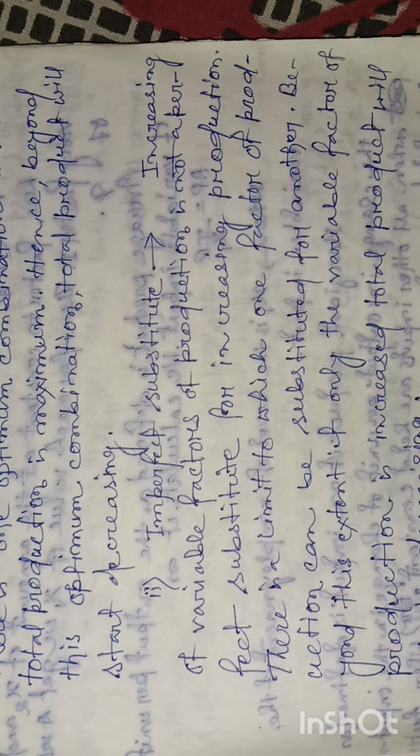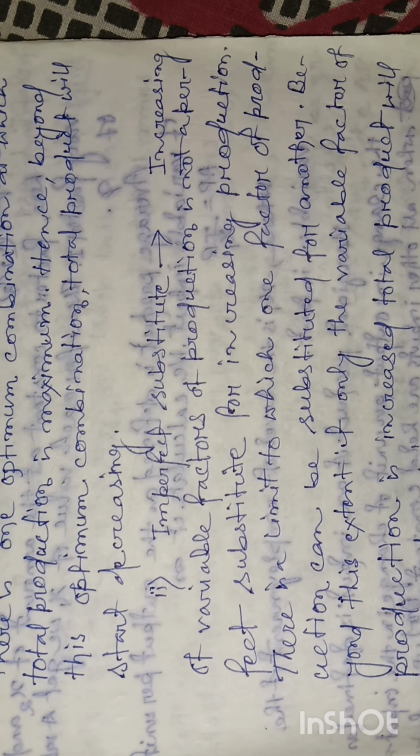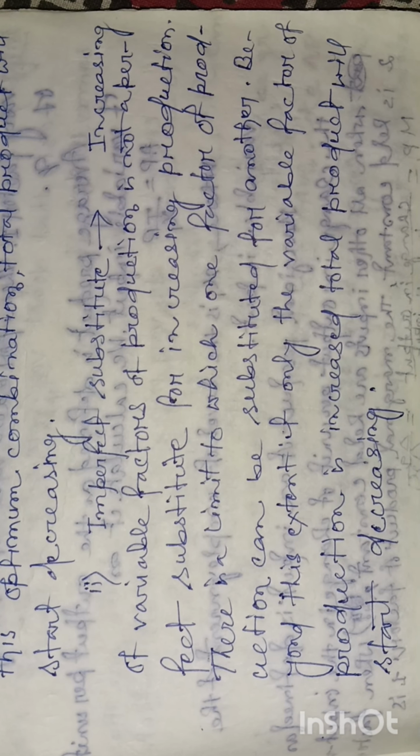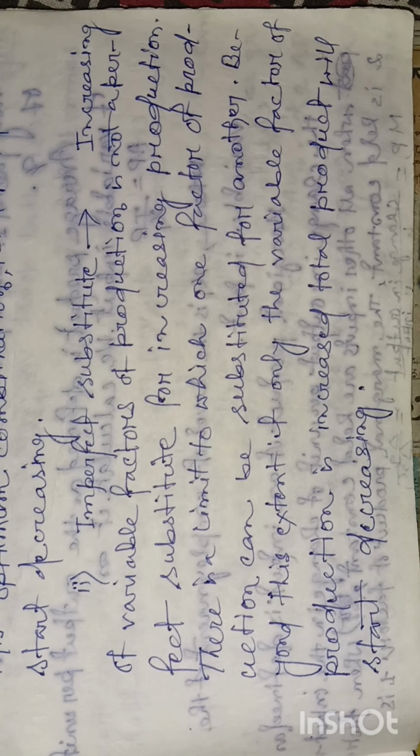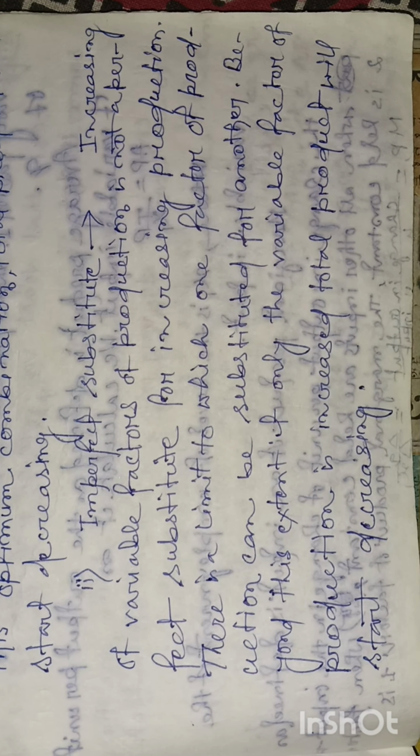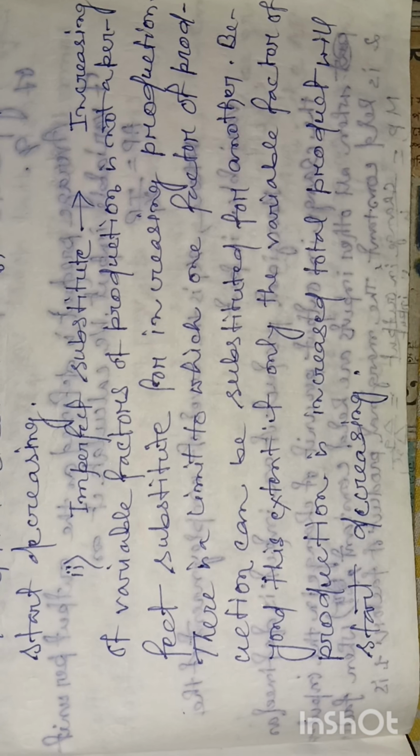Number 2. Imperfect substitute. Increasing variable factors of production is not a perfect substitute for increasing production. There is a limit to which one factor of production can be substituted for another. Beyond this extent, if only the variable factor of production is increased, total product will start decreasing.